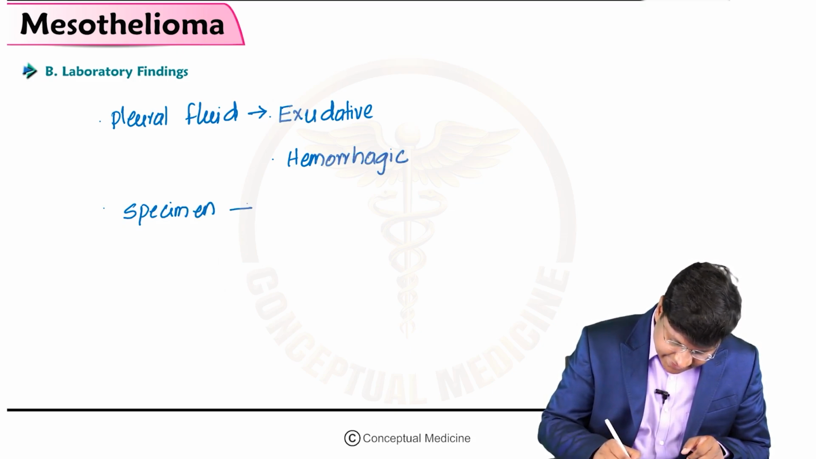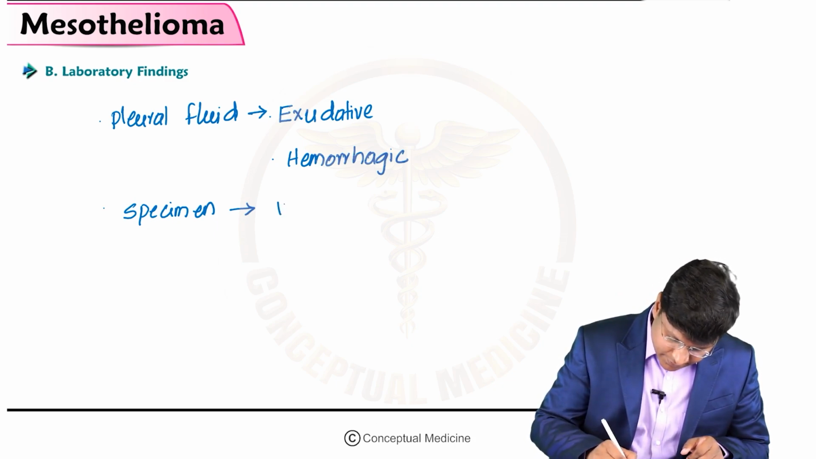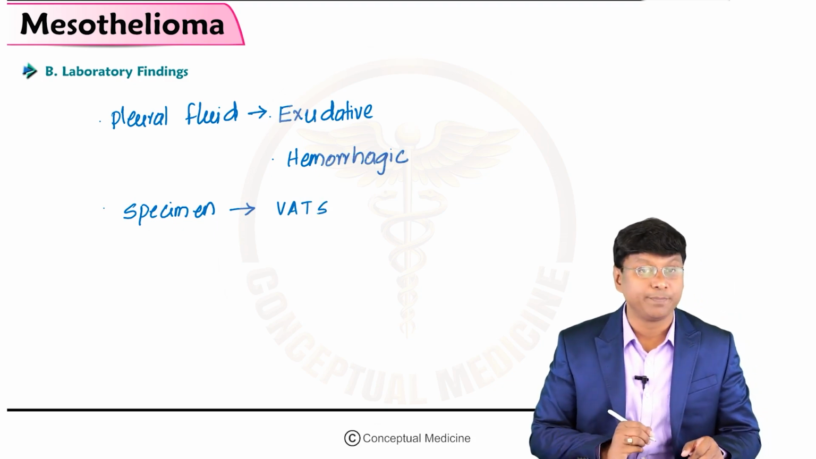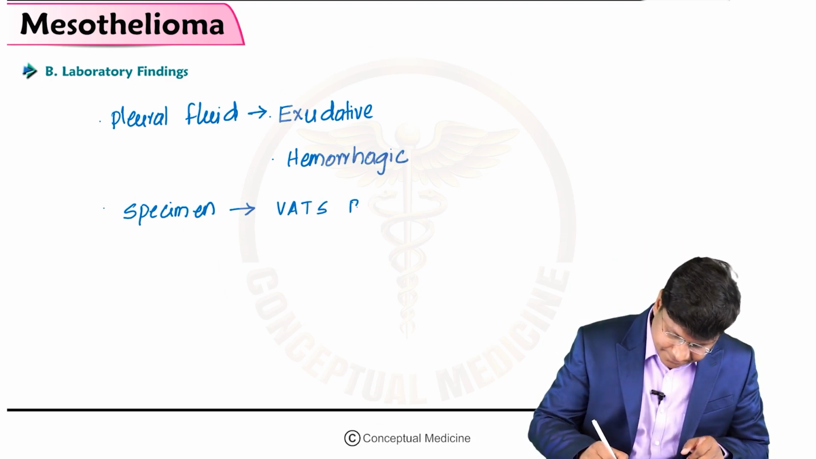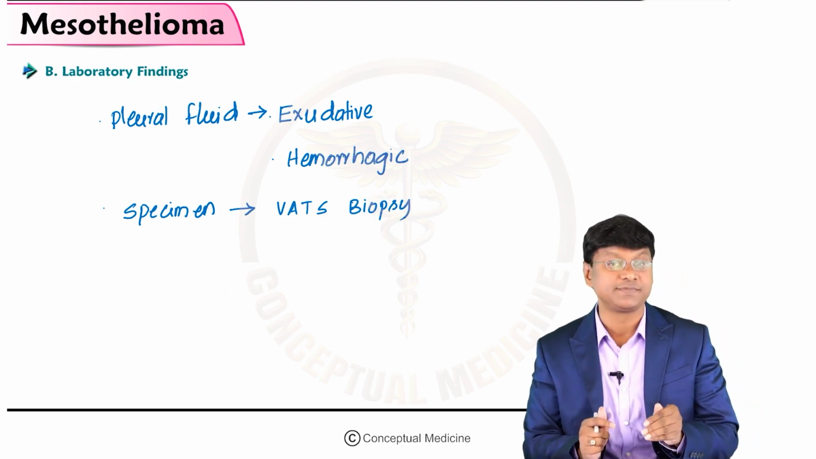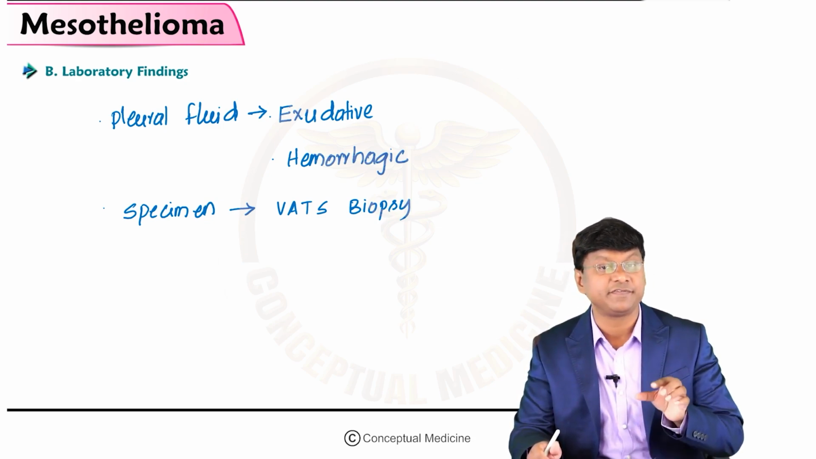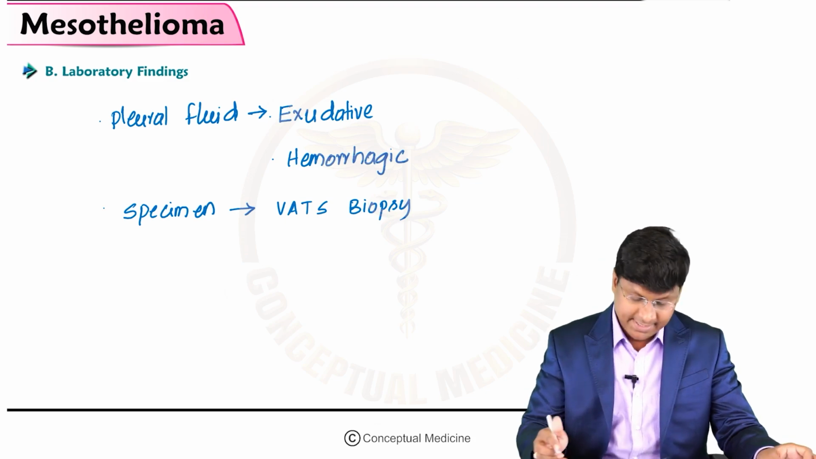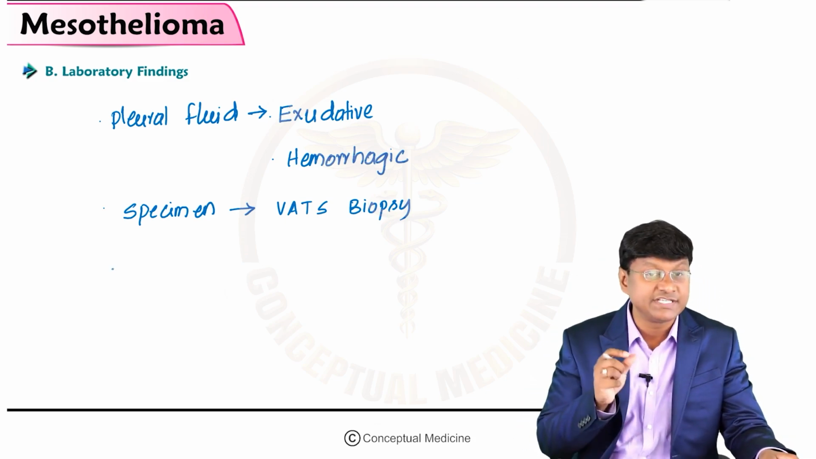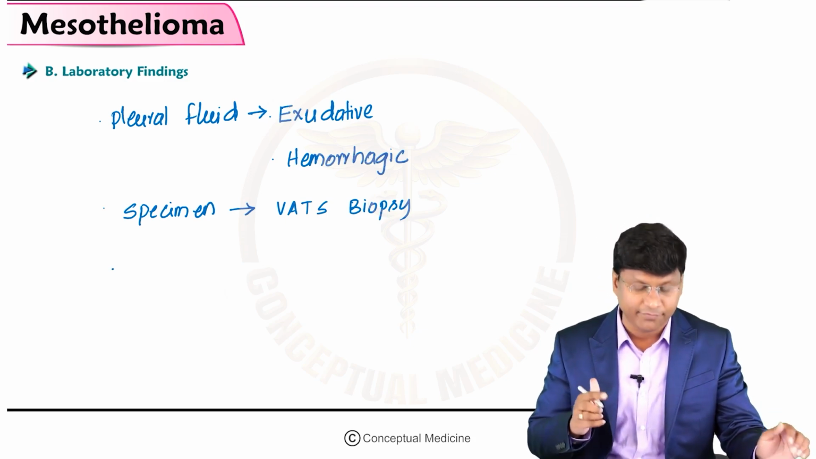This adequate specimen is taken out by video assisted thoracoscopic biopsy. So doing the VATS biopsy is usually necessary to obtain an adequate specimen for histological diagnosis. Now, the histological variants of malignant mesothelioma are of the following types.